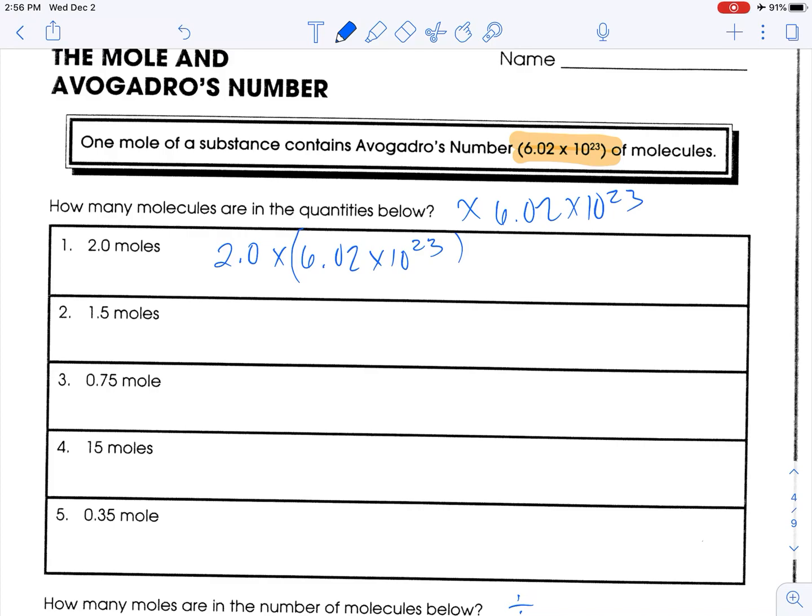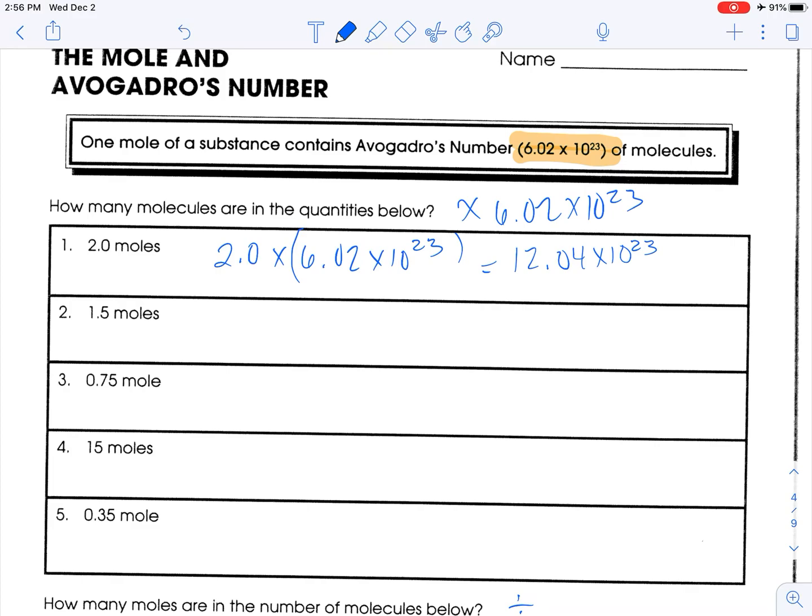All right, so here's how I do this. You multiply the coefficients, 2 times 6.02. And you get 12.04 times 10 to the 23rd. That is not in proper scientific notation. You have to fix that.